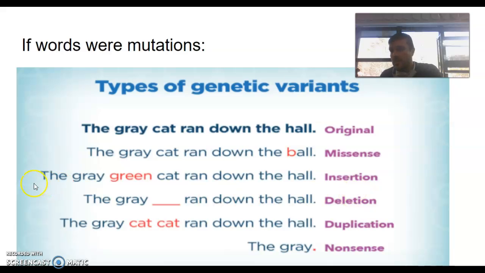An insertion, that's where we'd add a part, and that changes the gene as well. A deletion, now we don't know what we're even talking about because we've gotten rid of the cat, right? And then a duplication, the gray cat ran down the hall, which might be okay in the genetic scheme of things, and it might not. A nonsense mutation, that's when we throw in a stop codon partway through. We don't get the whole message. That's going to be a big issue.